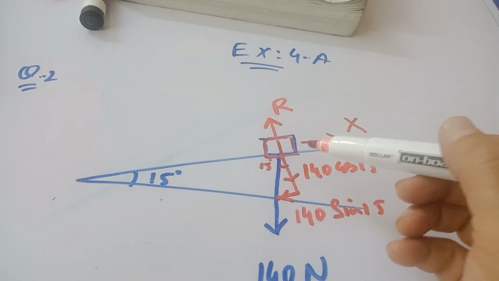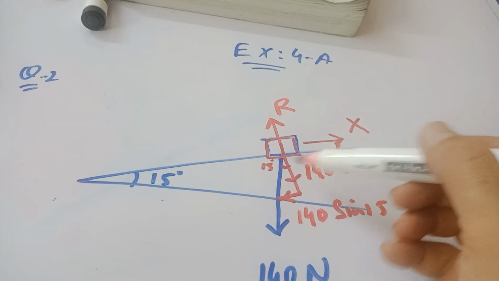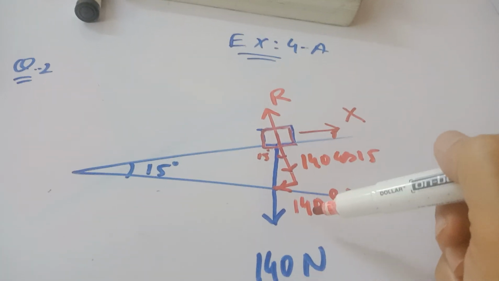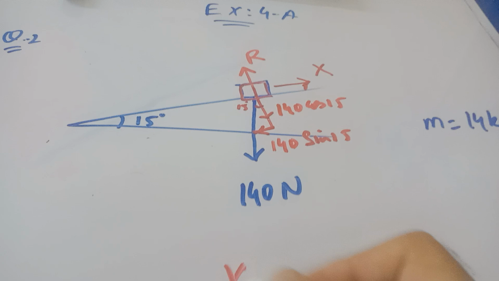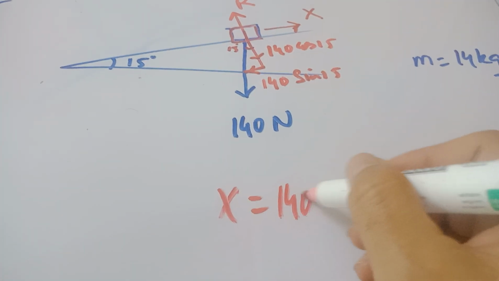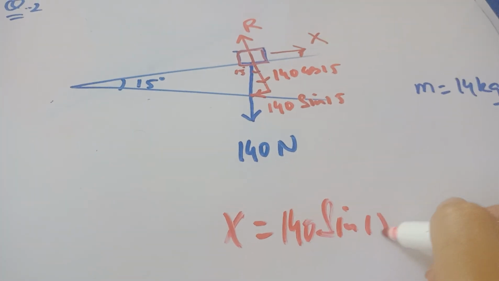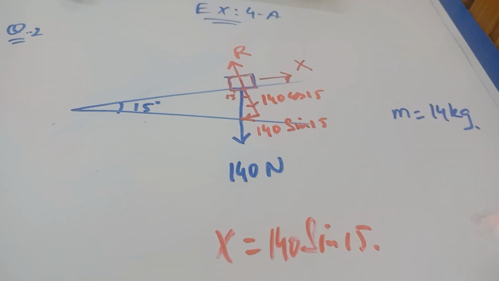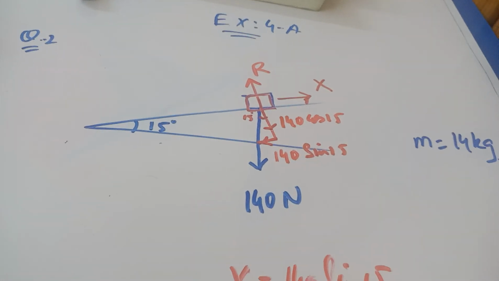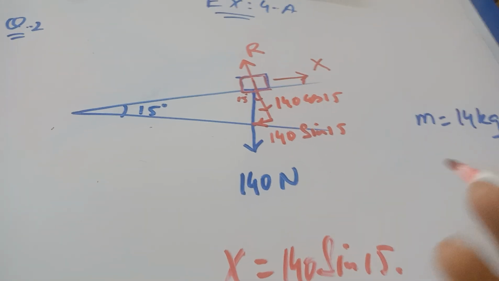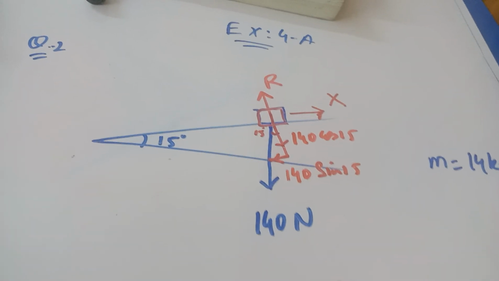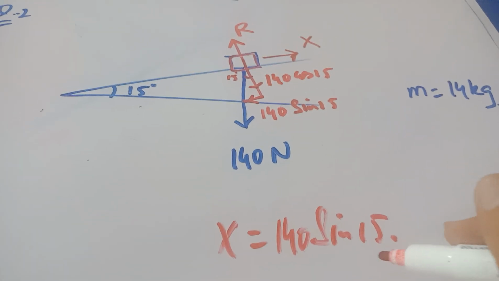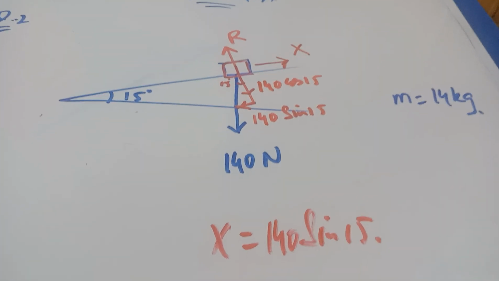So that means right now the frictional force acting on this block is equal to 140 sine 15. Okay, so that is our answer to the first part. So he was saying that if there is apparently no force acting on it, then how much frictional force is in action in that case. So we have calculated that that is going to be 140 sine 15.